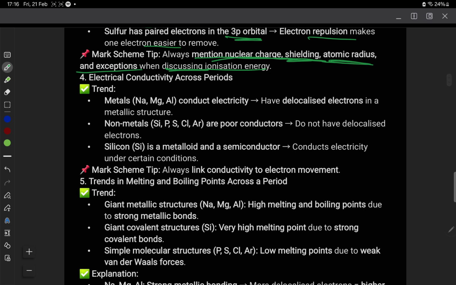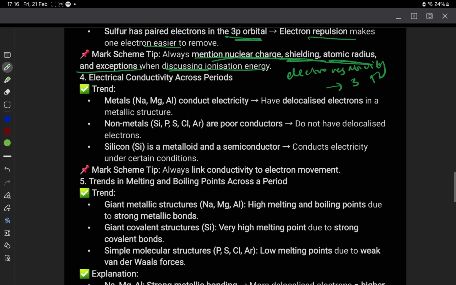And the next thing is electronegativity. Electronegativity is basically how badly an atom wants an electron when it's bonding. Moving across Period 3, electronegativity increases because there are more protons, so a stronger pull, and a smaller atomic radius, so the nucleus is closer to the shared electron. The shielding is the same, which means no interference blocking the attraction.